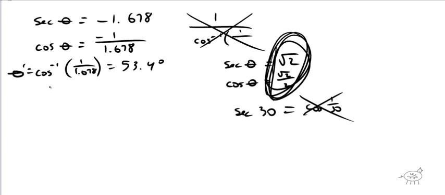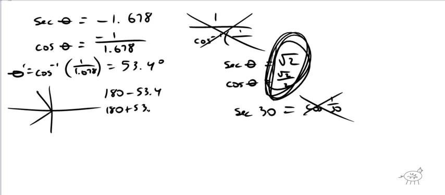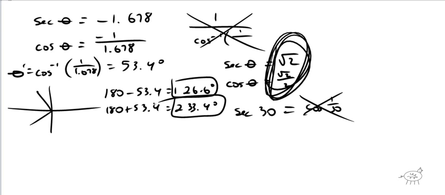And then where is secant, or in this case cosine, negative? It's negative here and here. So we're going to do 180 minus 53.4 and 180 plus 53.4. Okay, so that gives us 126.6 degrees and 233.4 degrees. Okay? Pretty straightforward, right?